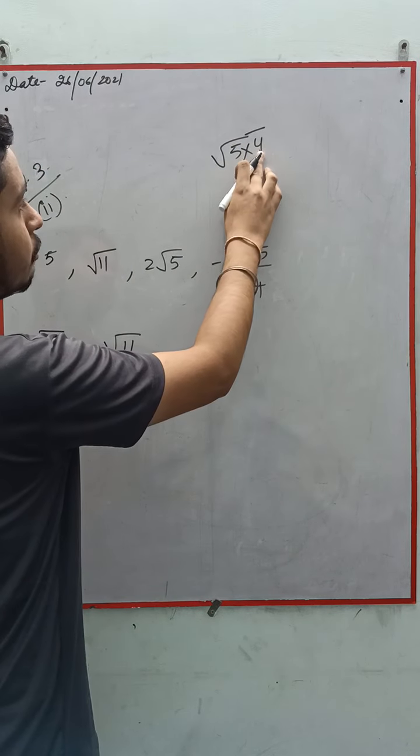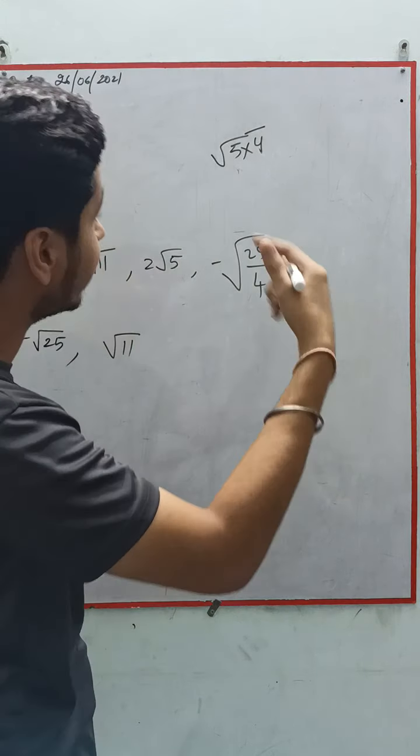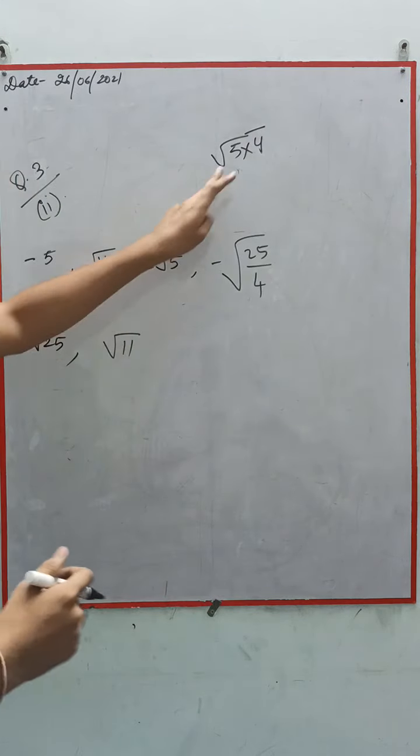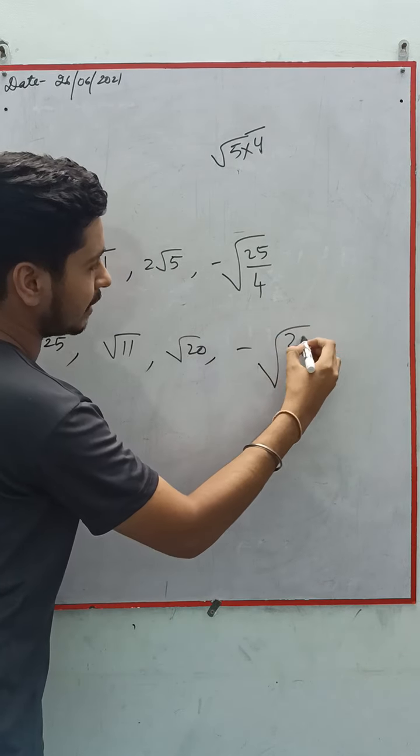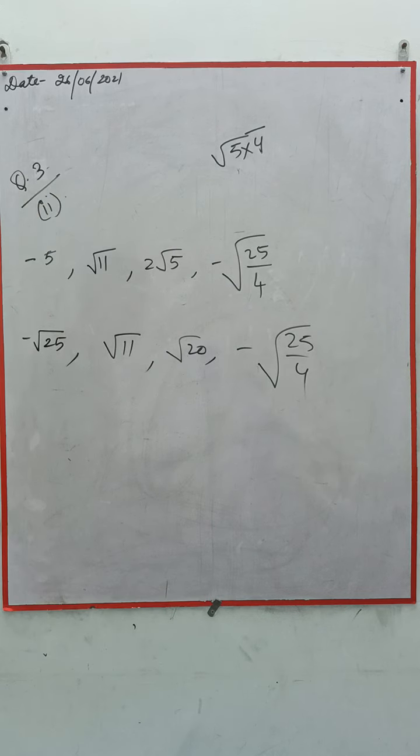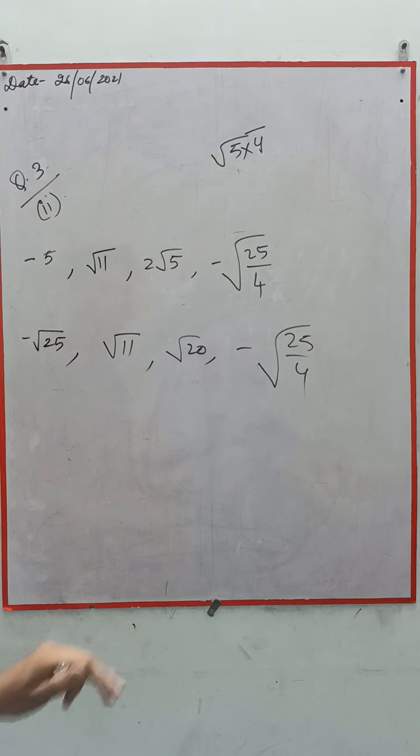That is why when 4 came out of the root, it became 2. So when 2 comes inside the root, it becomes square. So 5 4s are 20, so root 20, and minus of 25 by 4. Now it is somewhat easier for us to just see which is the largest and which is the smallest.